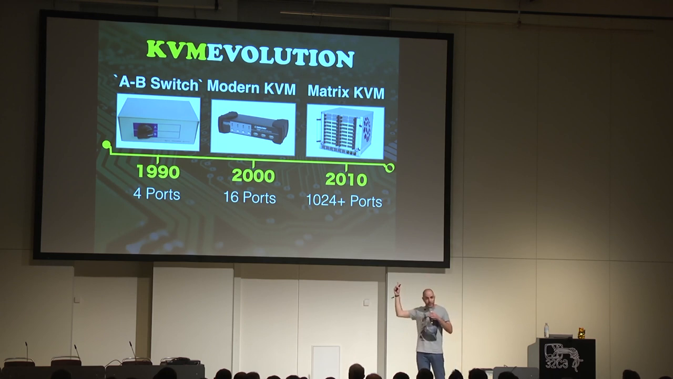And then came the next evolution in KVMs, and came those monsters. Those are called matrix KVMs. They are absolutely monsters. They have thousands and thousands of ports, support stuff like KVM over IP and God knows what. They are usually implemented in some kind of huge enterprises, huge server rooms and stuff like that. And that's actually the last evolution of KVMs.